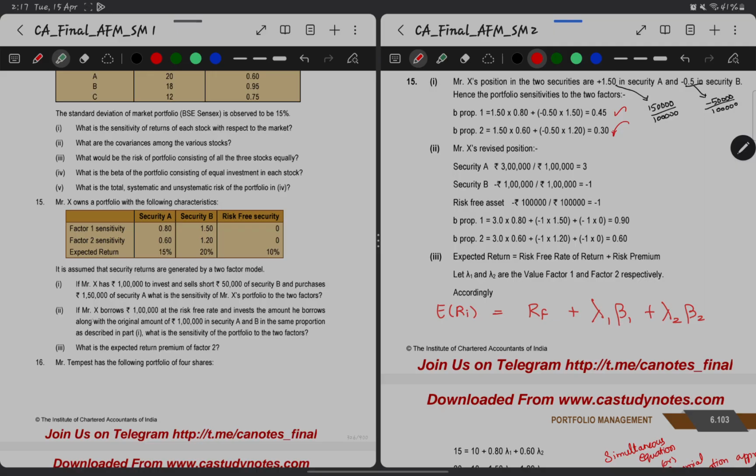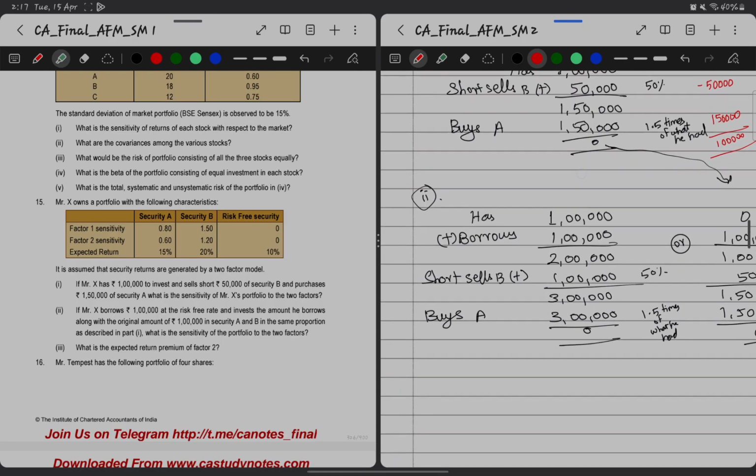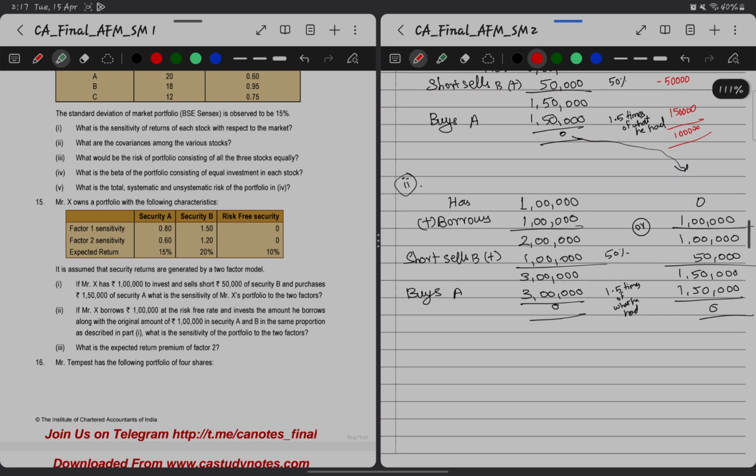Now the second requirement is, if Mr. X borrows 1 lakh at the risk-free rate and invests the amount he borrows along with the original amount of 1 lakh in security A and B in the same proportion as described in part 1. So the second position will be calculated like this.